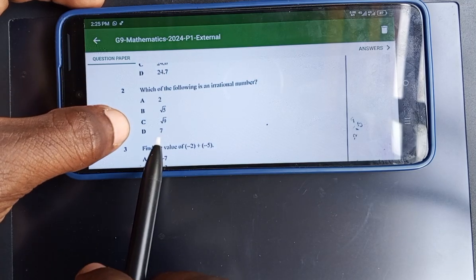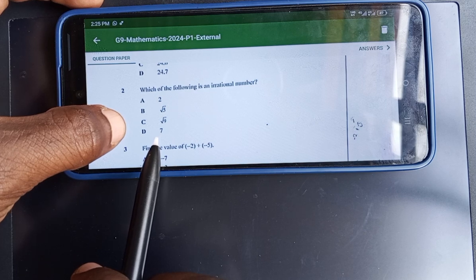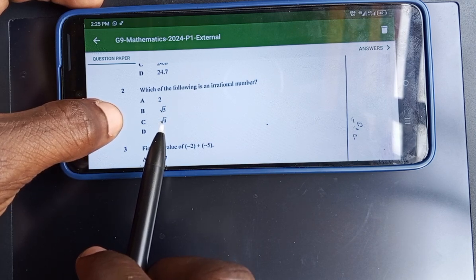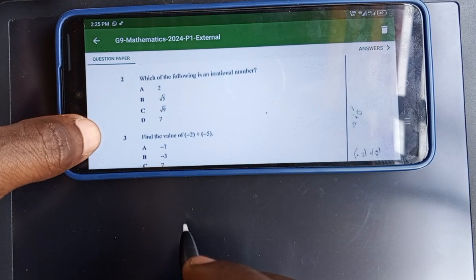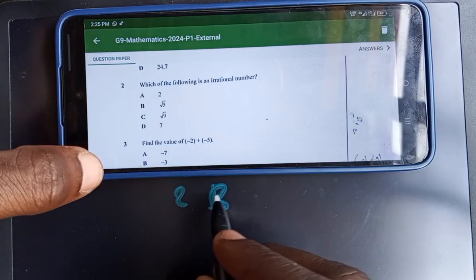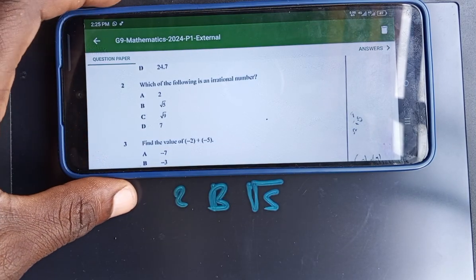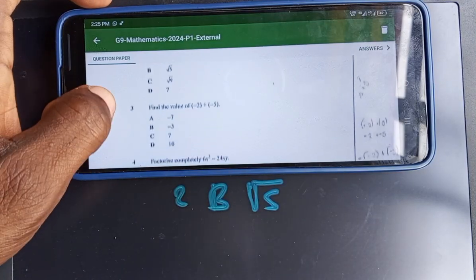When you look at 7, 7 is rational. It can be put in a fraction to say 7 over 1. 9, the square root of 9 is 3. So 3 can be expressed as a fraction. So the answer here, number 2, the answer is B, which is root of 5. This one cannot be expressed as a fraction. So it is called an irrational.